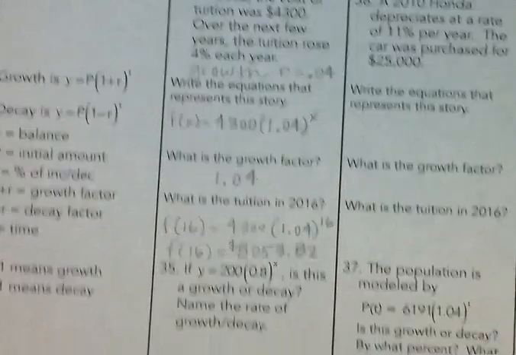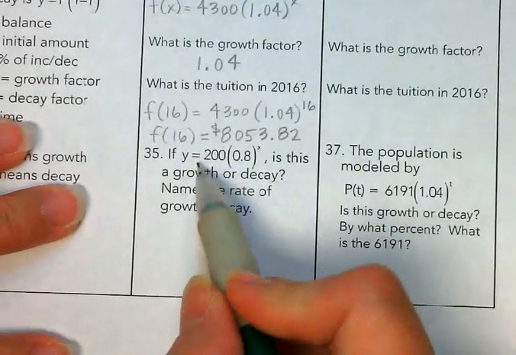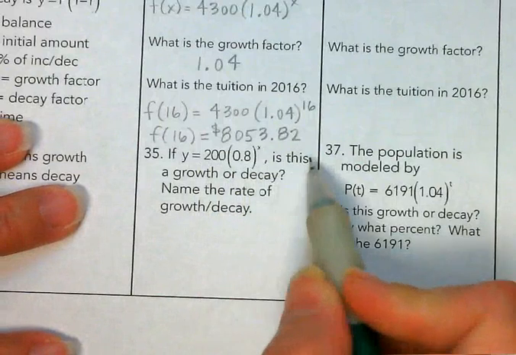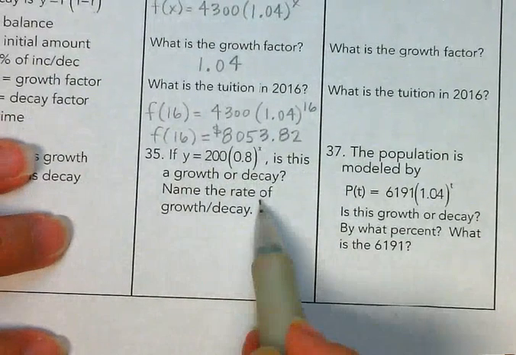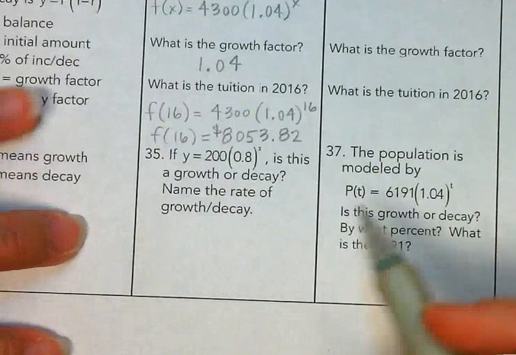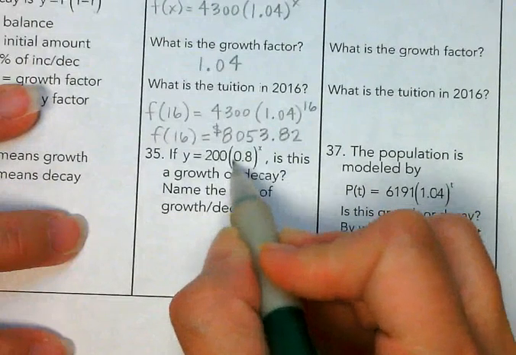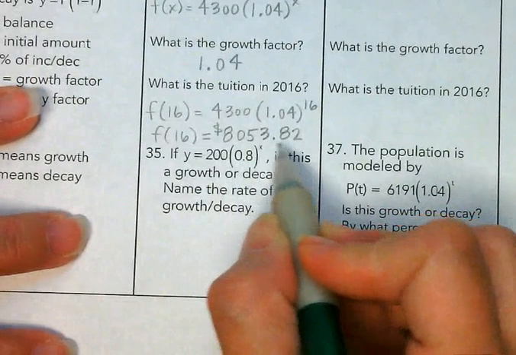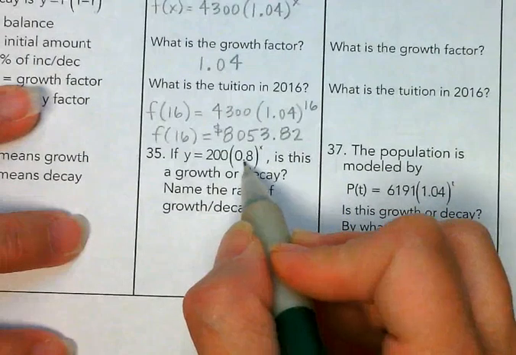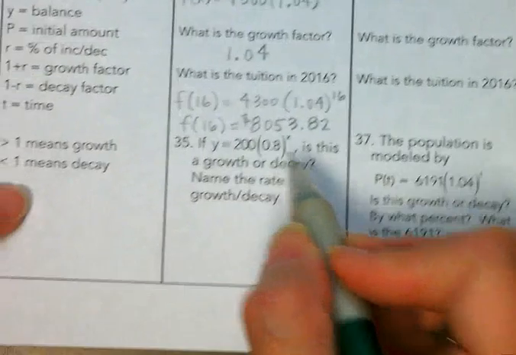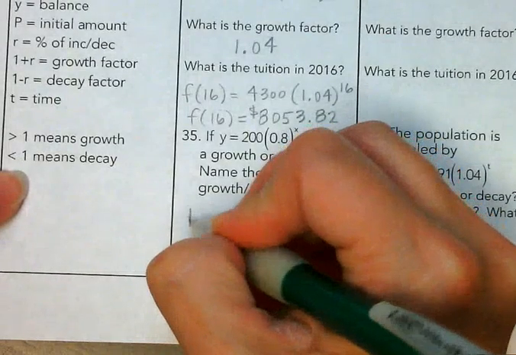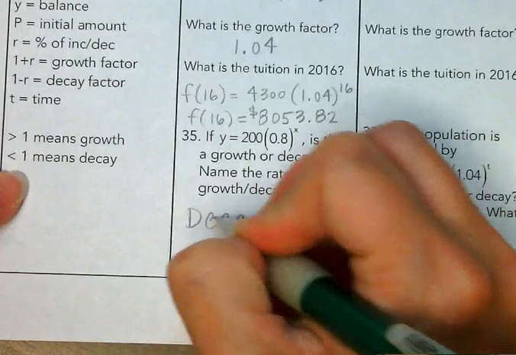All right. Number 35. If y equals 200 times 0.8 to the x, is this growth or decay? And then name the rate of growth or decay. Well, first thing, I'm going to check inside the parentheses. The number that I'm going to keep multiplying by over and over again is 0.8. And since 0.8 is less than 1, that tells me that this is a decay.